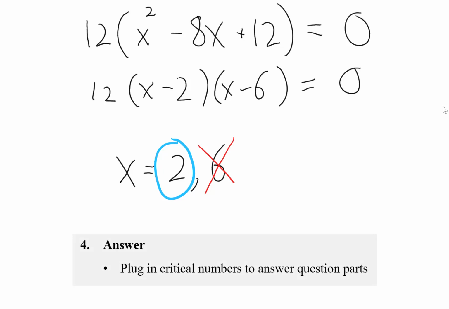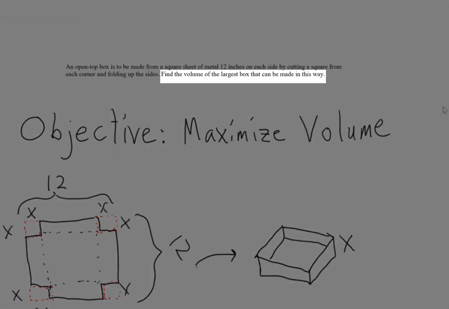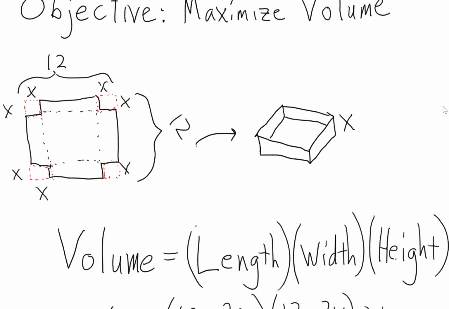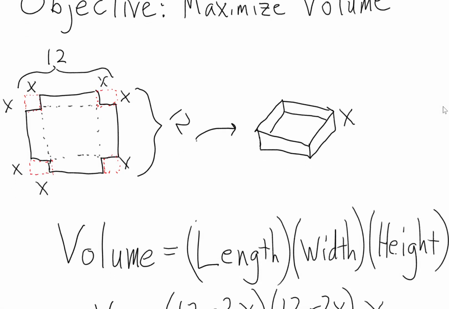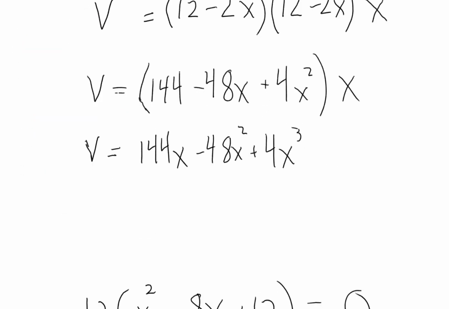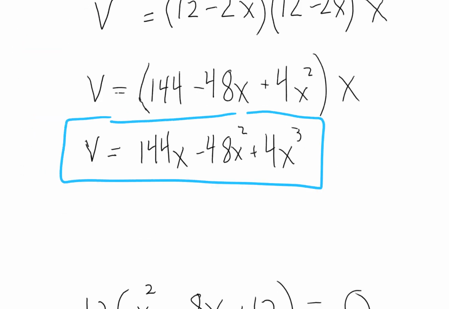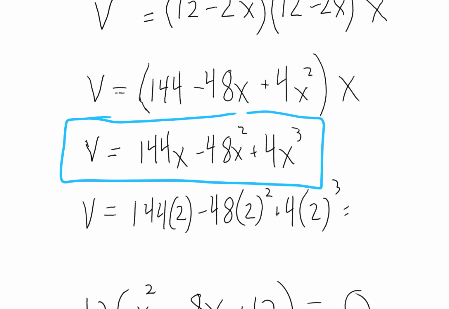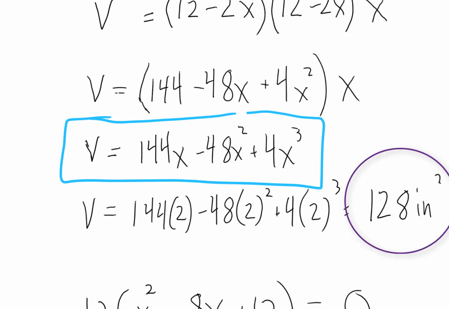Step 4 is use the critical number to answer the question parts. There's only one question part. It says find the volume of the largest box that can be made in this way. So we're going to calculate the volume. The length times the width times the height. Here is our volume equation. Let's go ahead and plug 2 into the function to calculate that max volume. And we get an answer of 128 inches cubed.